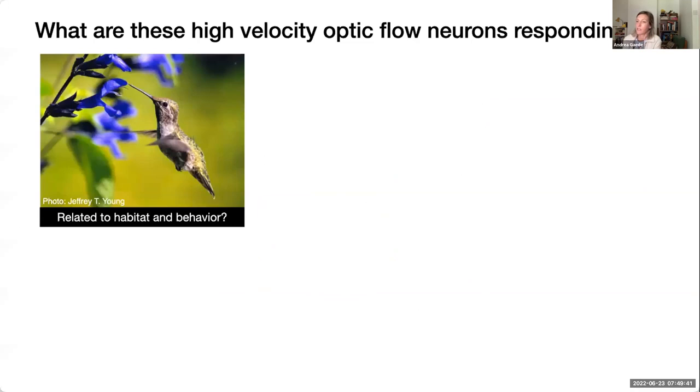So next we asked, what are these high velocity optic flow neurons responding to? Michael Ibbotson, who studies optic flow in wallabies, wrote a dispatch piece about our original hummingbird LM study and suggested that the preference for high velocity motion could be related to behavior and habitat. Essentially, hummingbirds spend a lot of their time navigating through cluttered environments, darting through foliage and hovering at flowers. Because of their proximity to these elements, they appear to be large and moving fast across the retina. So this was a great and testable idea.